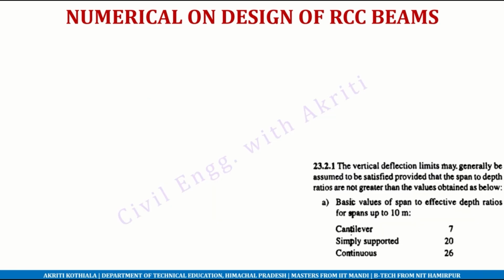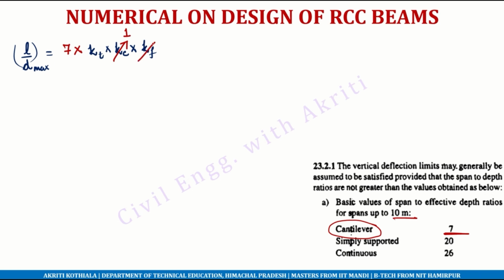Now from previous numericals, we know that for deflection, we need to see from clause 23.2.1 what kind of beam we are designing. So here we are designing the cantilever beam and the span is 2 meters, so less than 10 meters. So this value will be equal to 7 into kt into kc into kf. Kt is the modification factor for tension, Kc is the modification factor for compression. Because we are not providing any compression bars, Kc will be equal to 1, and the beam is not flanged. So again, at every cross section the beam is rectangular. So the factor Kf will also be equal to 1.